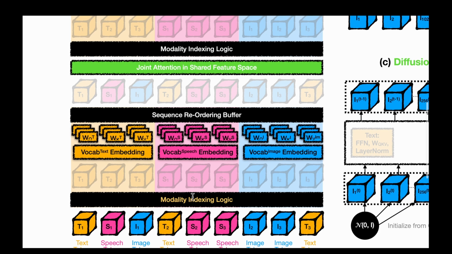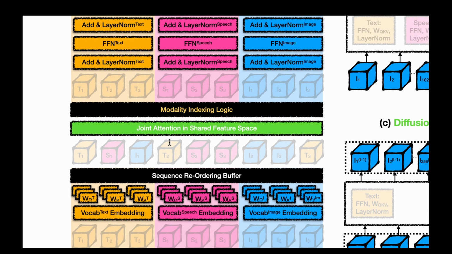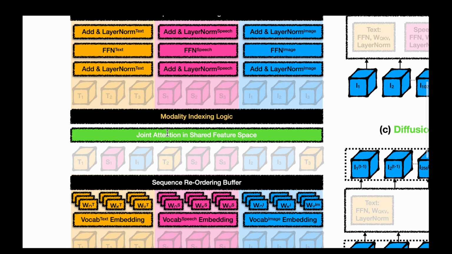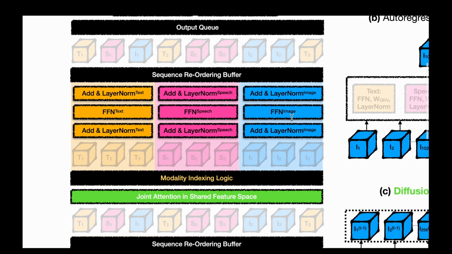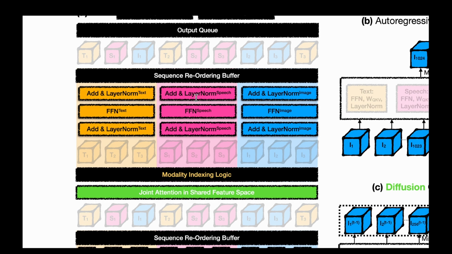With the same modality indexing logic, we once again separate the text, speech, and image. For the layer normalization and also for the feed-forward network, we have separate weights for text, speech, and image. We again apply those separately for each of the modalities, and then again comes the reordering buffer.